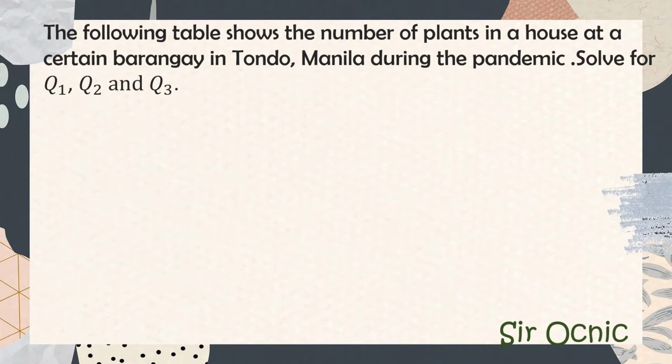Problem number 2. The following table shows the number of plants in a house at a certain barangay in Tondo, Manila during the pandemic. Solve for quartile 1, quartile 2, and quartile 3.